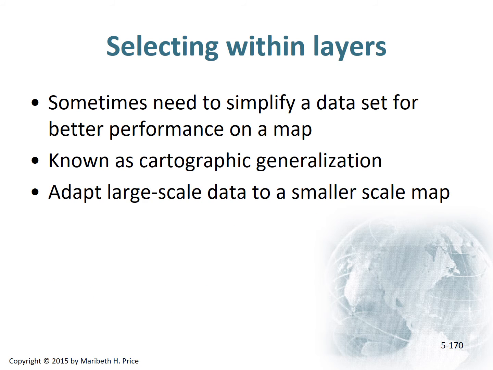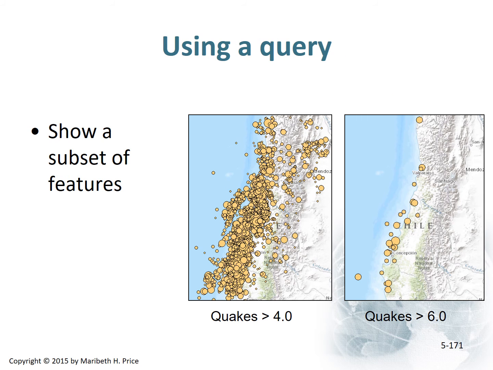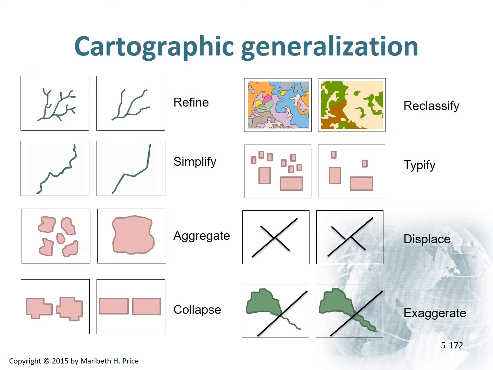Selecting within layers, there's different ways you can do that. Sometimes you need to simplify data, and so you can use something called cartographic generalization, where we just make something that is similar to something else for purposes of mapping. We can do this when we have to adapt back and forth between large and small scale data. You can also query stuff. Some examples of generalization: aggregate, collapse, displace, typify, and reclass.